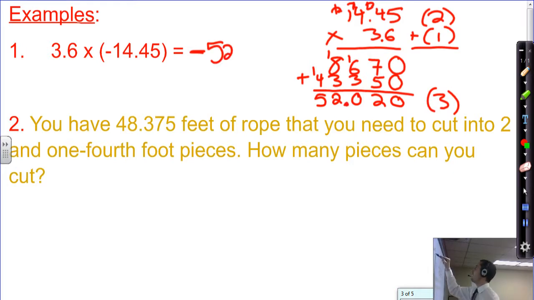Negative 52 and 20 thousandths. If you just wanted to say 2 hundredths, that would be the exact same value. Those are equivalent. The same number written 2 ways.